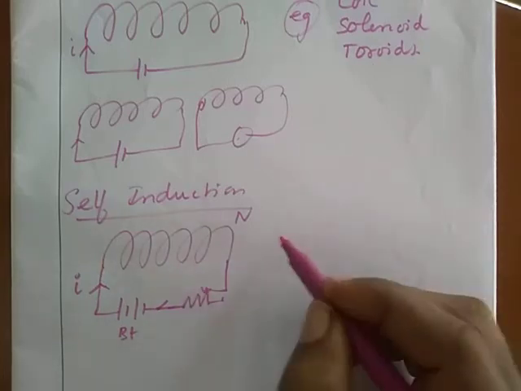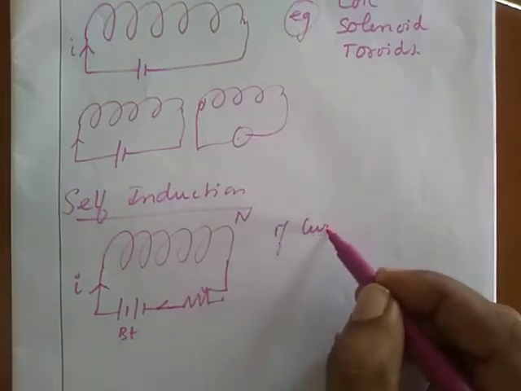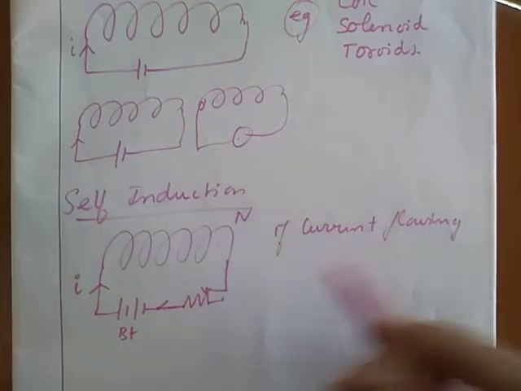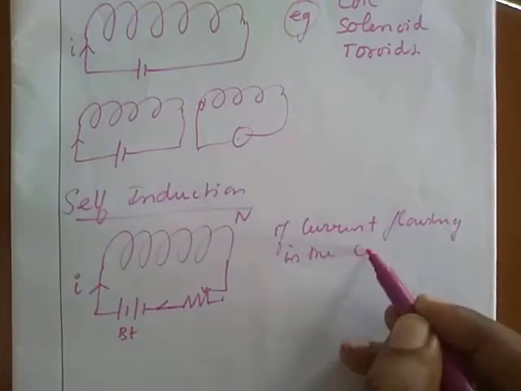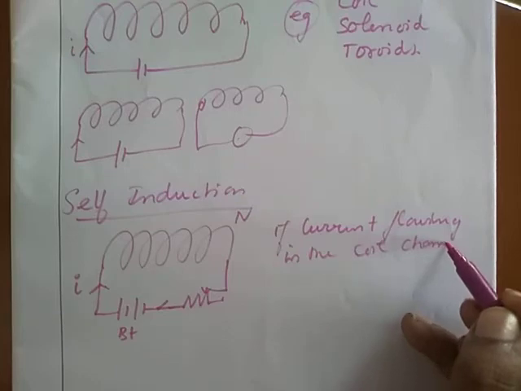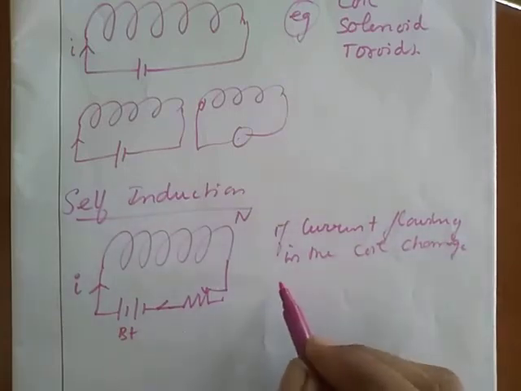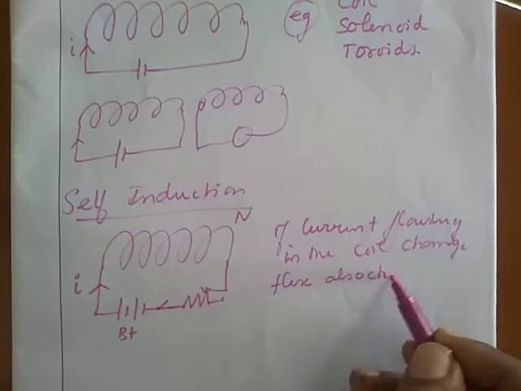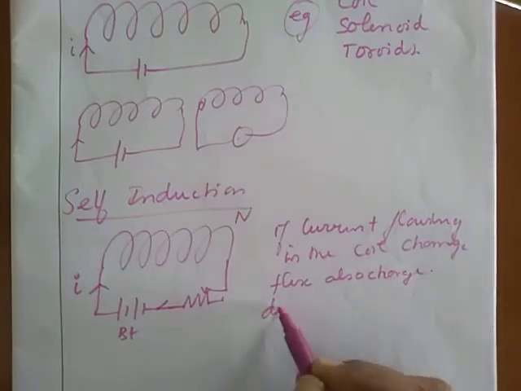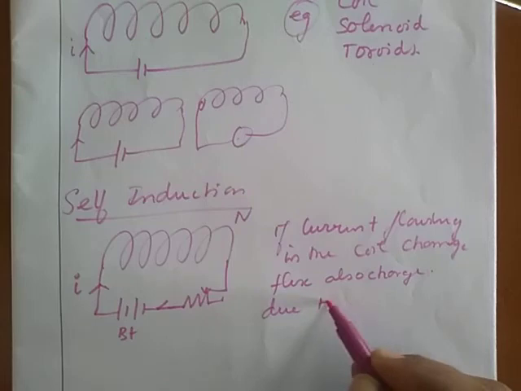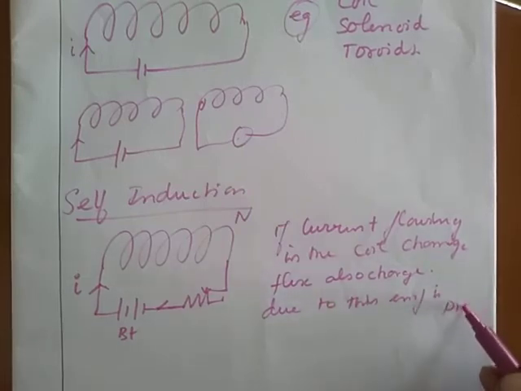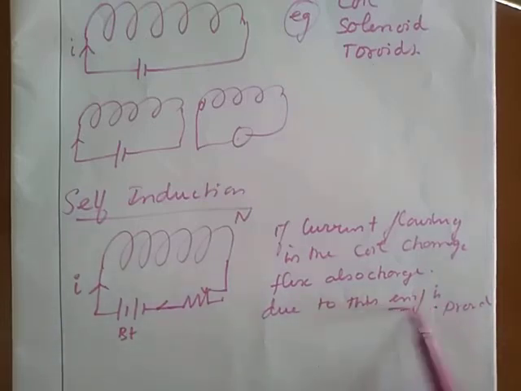If the current flowing in the coil changes, then the flux also changes. Due to this, EMF is developed. According to Lenz's law, this induced EMF opposes the cause.